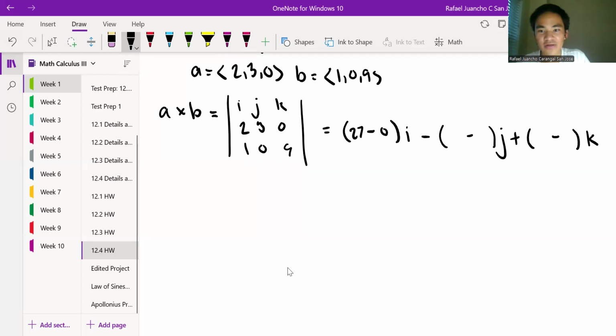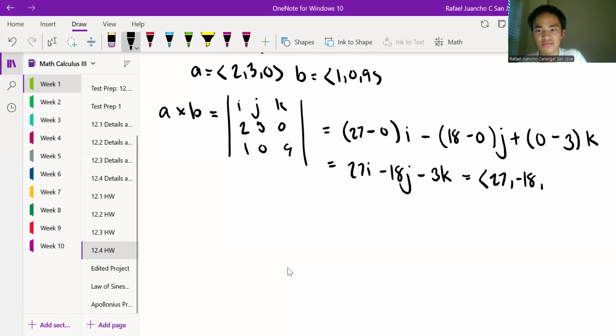Right? Now we look at J. So we cancel everything that's in J. So that's 2 times 9, 18. 1 times 0 is 0. As simple as that. And then lastly for K, do the same thing. 0, 3. And what do we have here? We have 27I minus 18J minus 3K. And we can denote that as a vector.